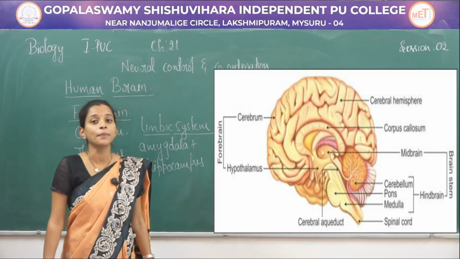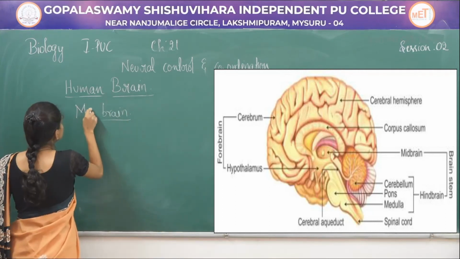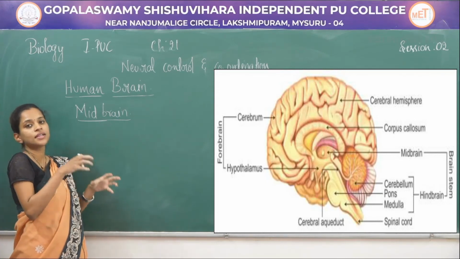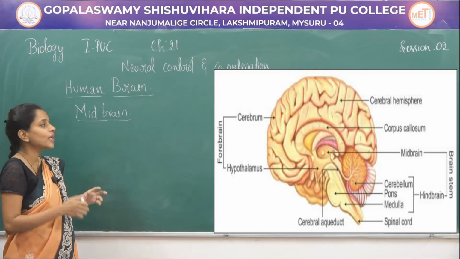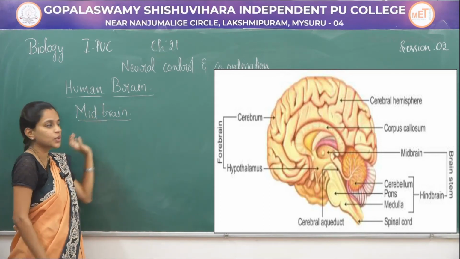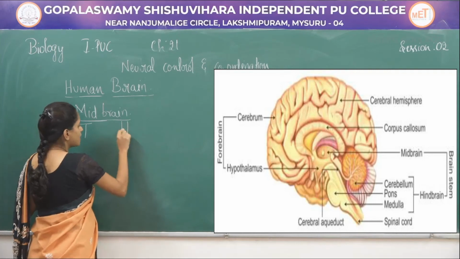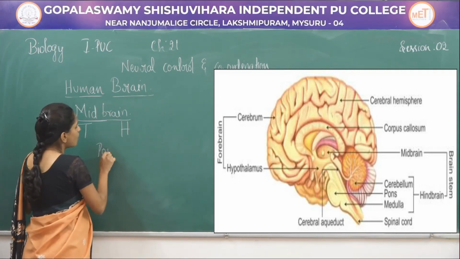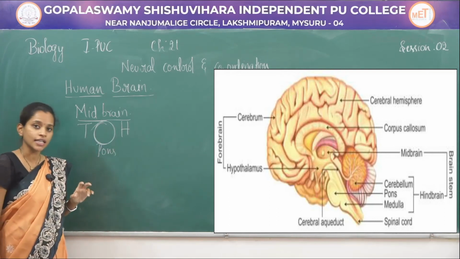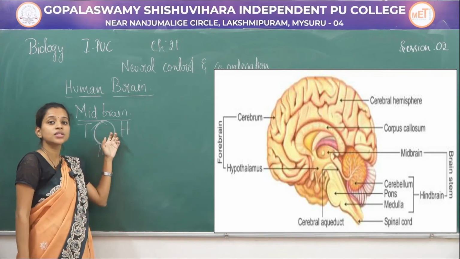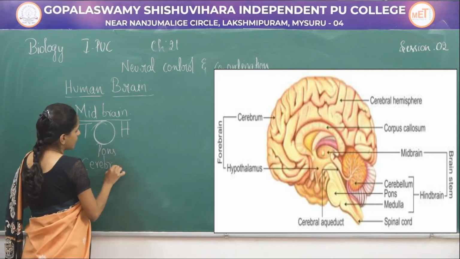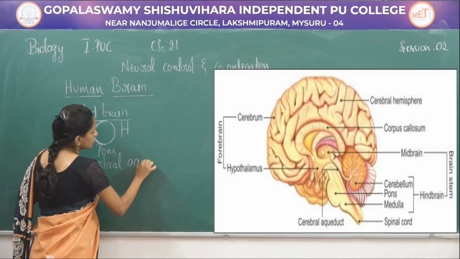Next is the midbrain. The location of the midbrain is between the thalamus and hypothalamus as well as the pons of the hindbrain. So, you can see the midbrain in this particular region. A canal which passes through the midbrain is called the cerebral aqueduct.